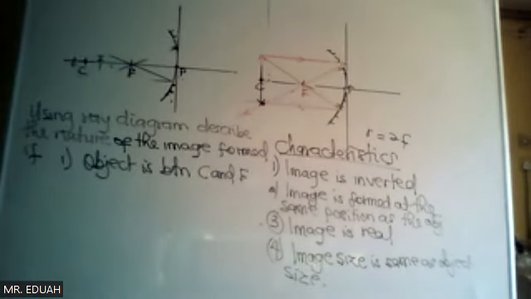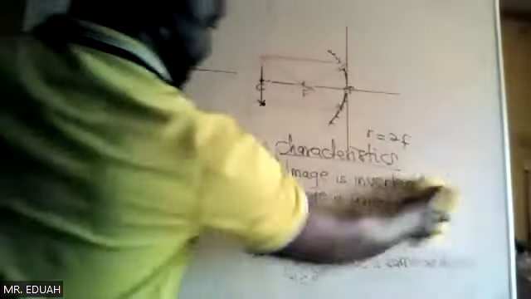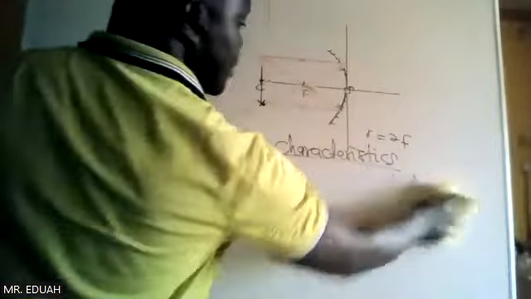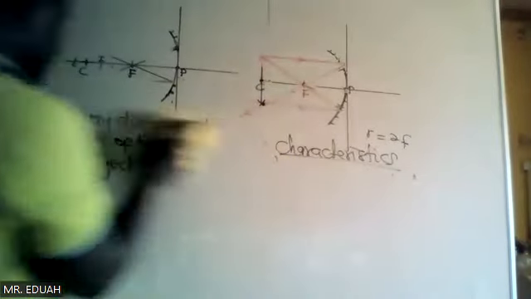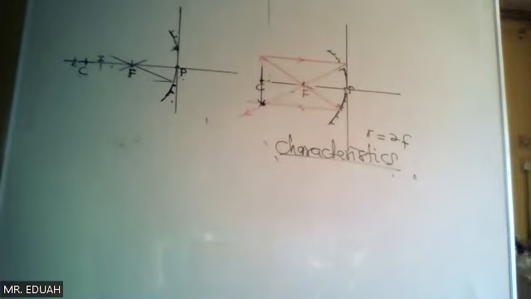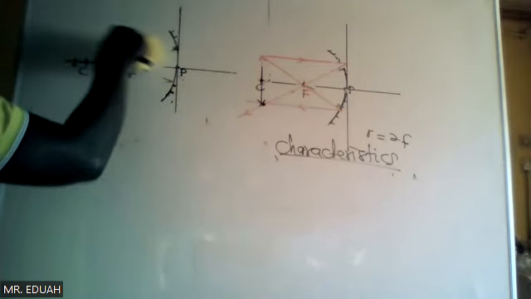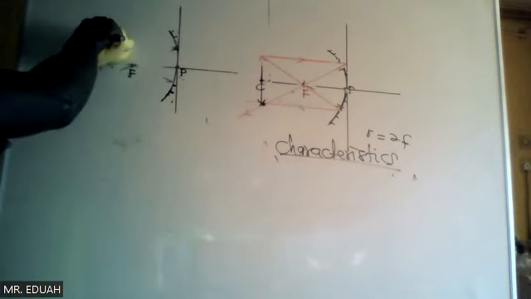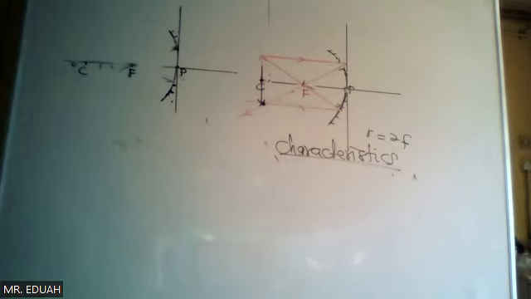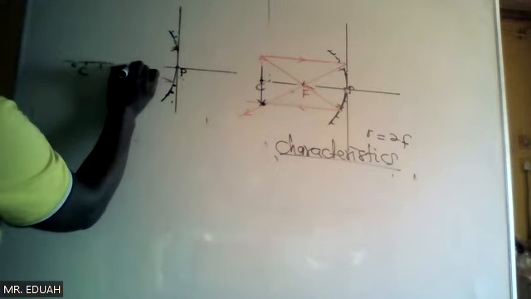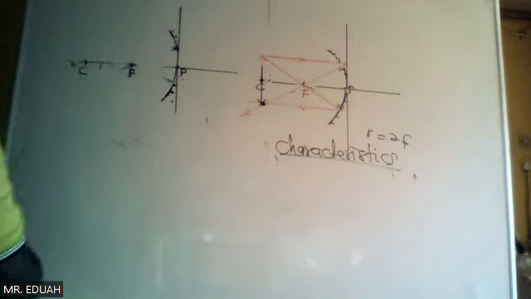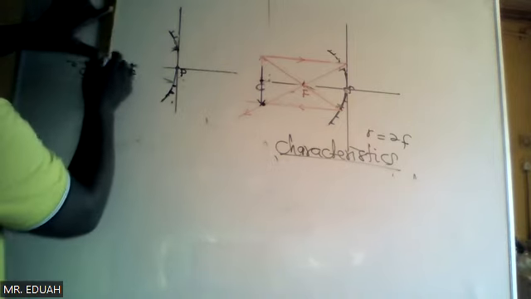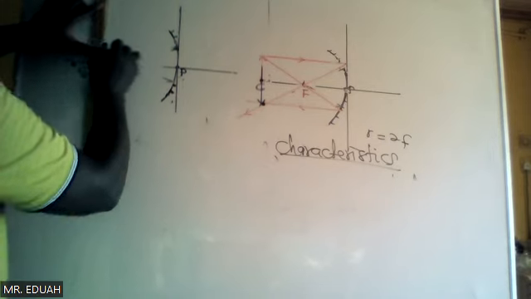So what did you get? Let me have what you had as the characteristics. Yes, image formed is what? Okay, let's draw it first. So the object is between C and F. Our F is still here. This is C. And so the object is placed between.